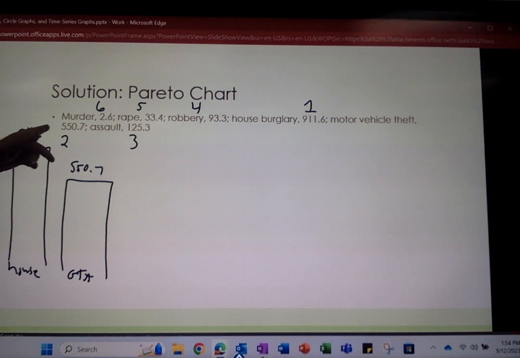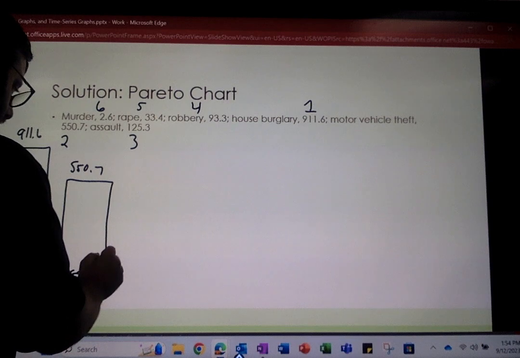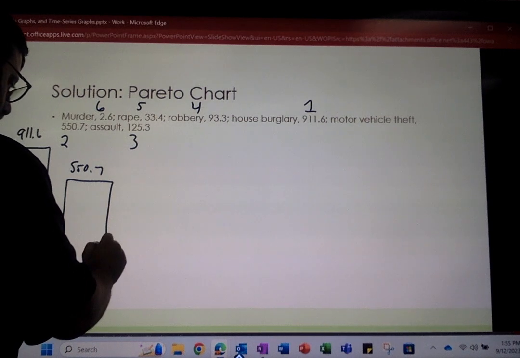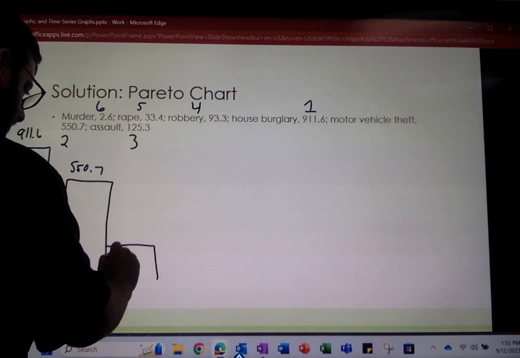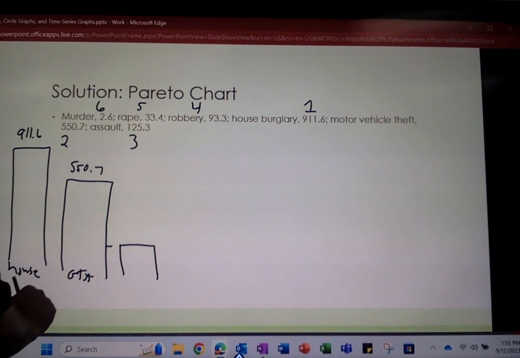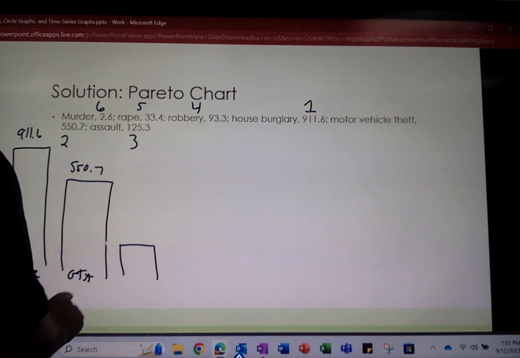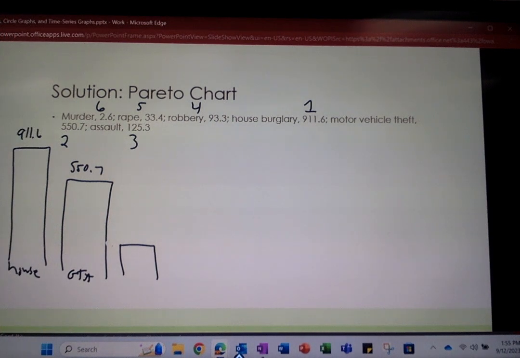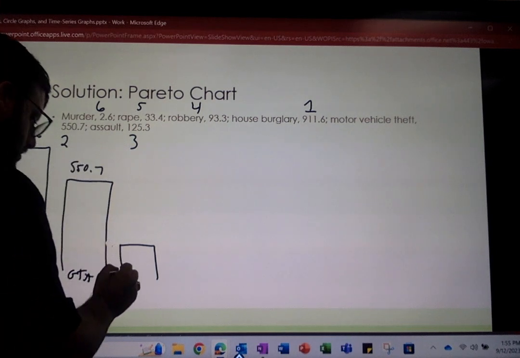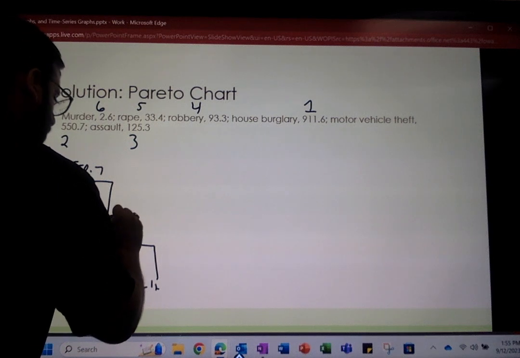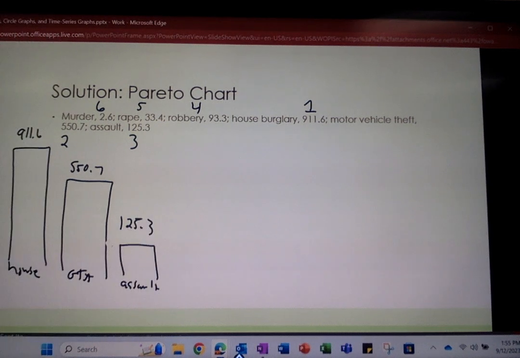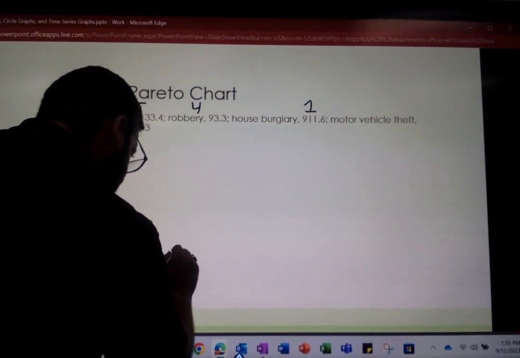Assault is pretty much a fifth of this. So if I break this down, 1, 2, 3, about right here. Let's say we'll put it right here. Now, I don't want to connect these like a histogram, so I'm going to actually erase these. Erase this little tick mark right here. All right, and that is number 3. That's assault. That's 125.3. Then we have robbery, which is just slightly less than that.